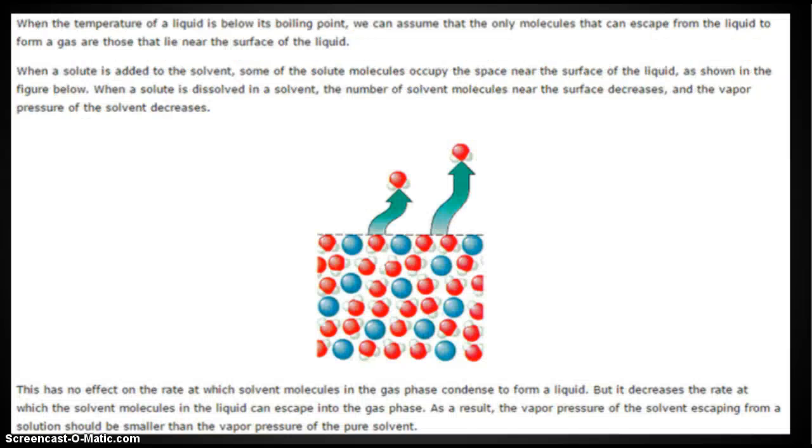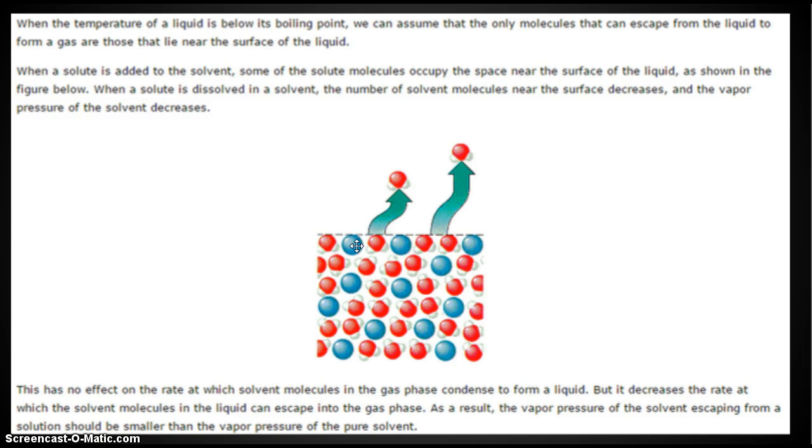And again, this should be a little bit of a review on this slide. When the temperature of a liquid is below its boiling point, we can assume that only the molecules that can escape from the liquid to form a gas are those that lie near the surface of the liquid. So evaporate, right? You have to be at the top to evaporate. When a solute is added to the solvent, some of the solute molecules occupy the space near the surface of the liquid as shown in the figure below.